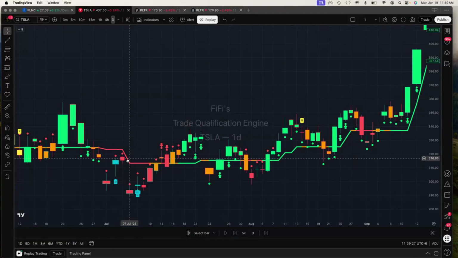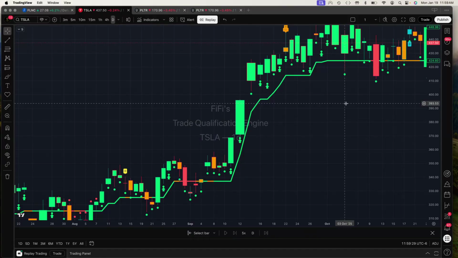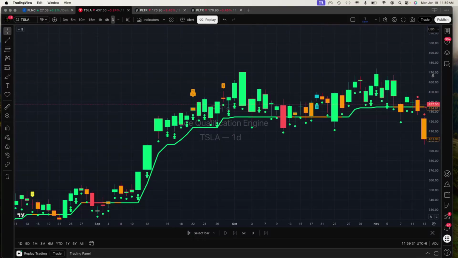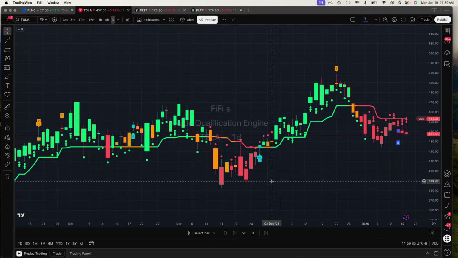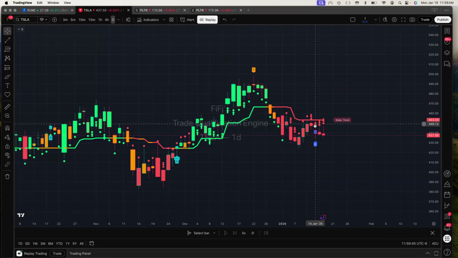So, again, just a quick overview. You don't have to use this, right? But I think it just paints a good picture as far as what the market structure is. And you obviously want to be trading with the direction of the market, not against it. So if you're trying to go long here on Tesla, probably not a good idea. You want to wait until it confirms and flips over.